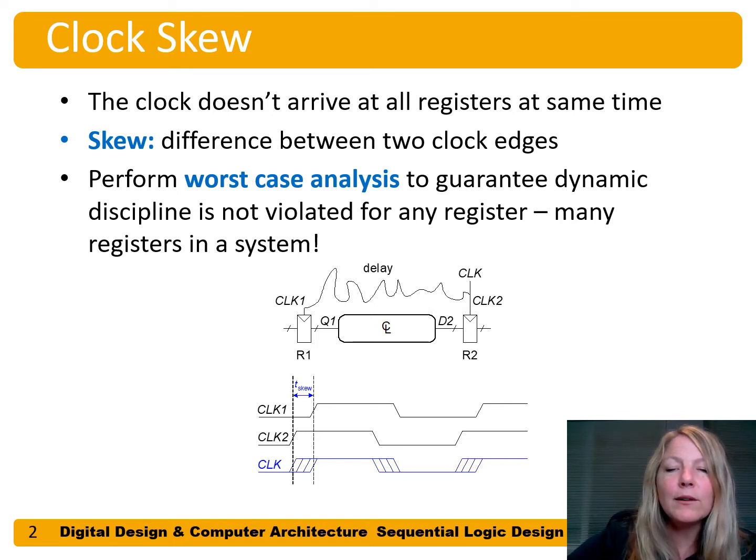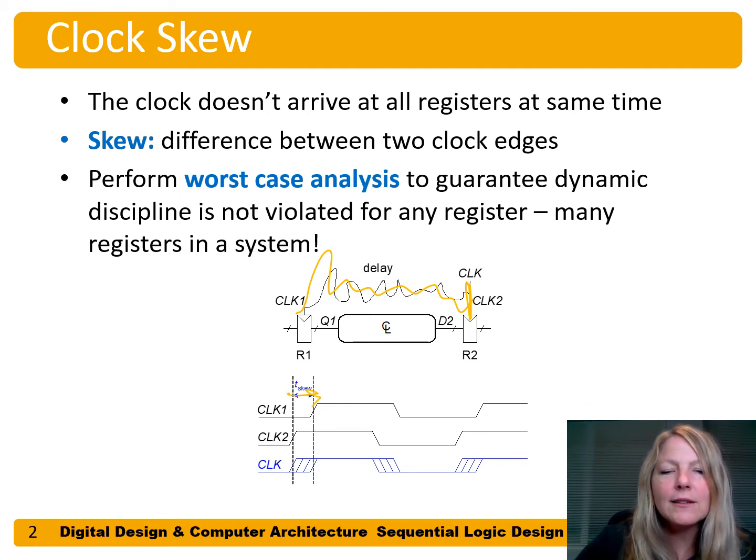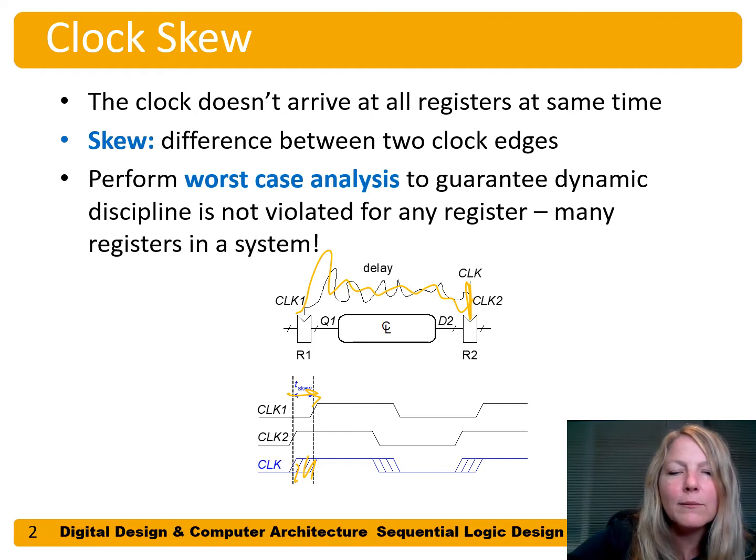So here's an example. We have clock 2, and there's some big delay in clock 1. So clock 1 is delayed from clock 2, and that difference is the skew. We put these hash lines because, depending on different parameters, it could be slightly less or slightly more, but this is the maximum delay between the clock edges, and that's called the skew.